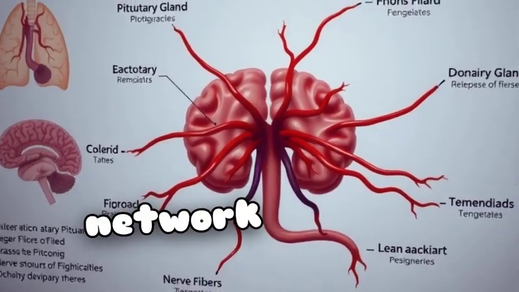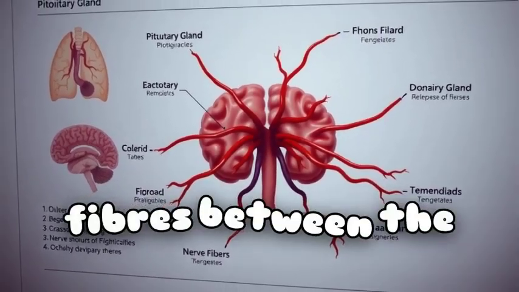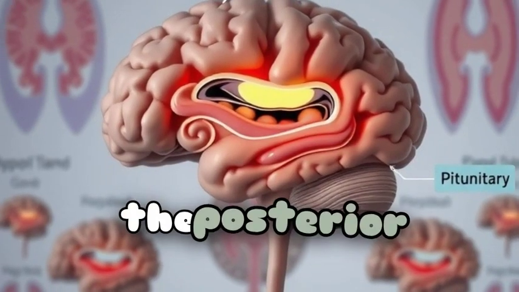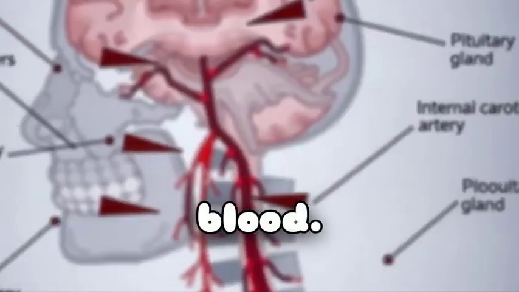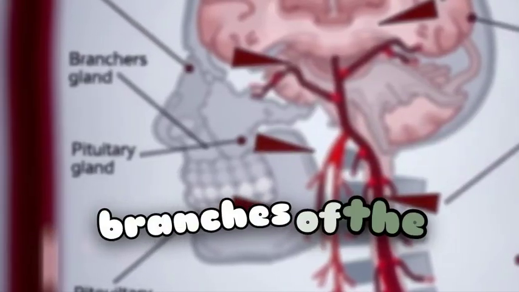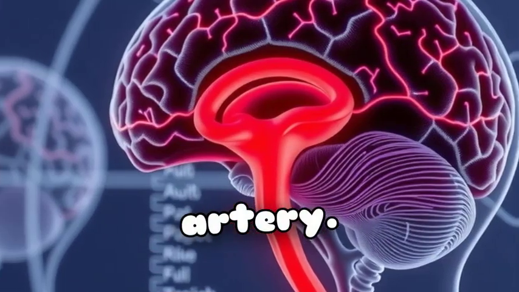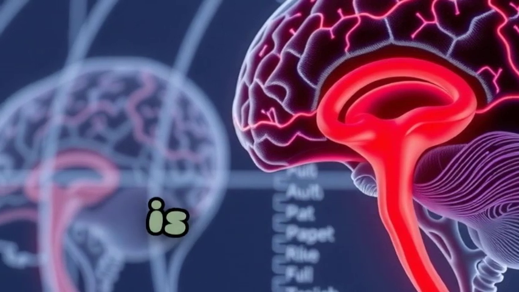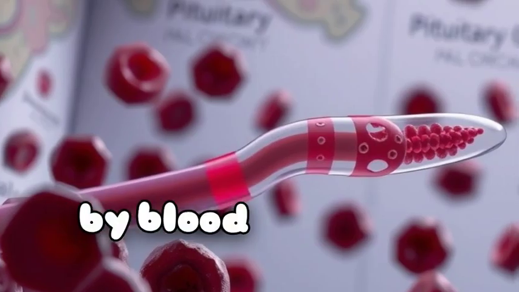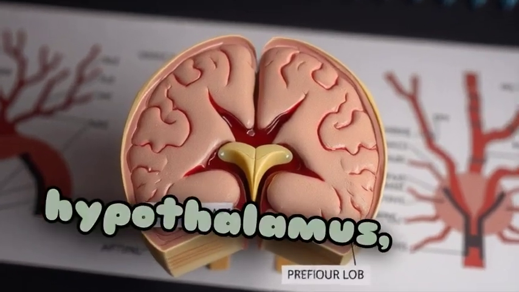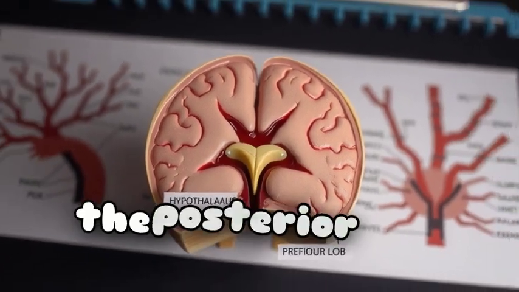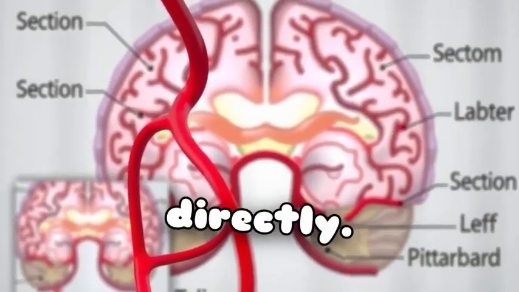There is a network of nerve fibers between the hypothalamus and the posterior pituitary. Arterial blood is supplied from branches of the internal carotid artery. The anterior lobe is supplied indirectly by blood that has already passed through a capillary bed in the hypothalamus, but the posterior lobe is supplied directly.